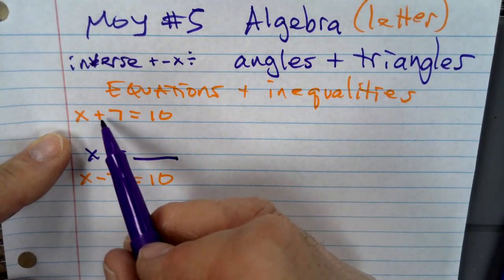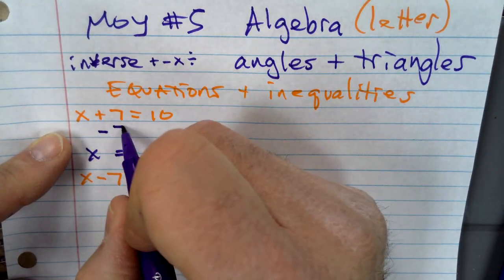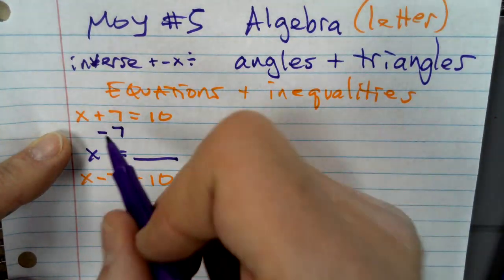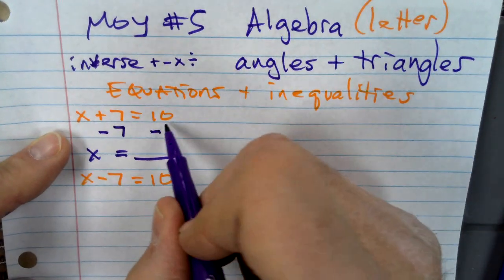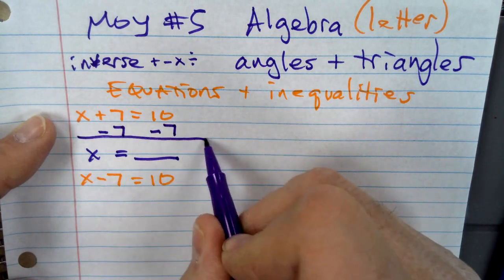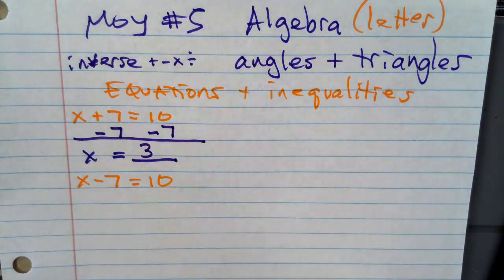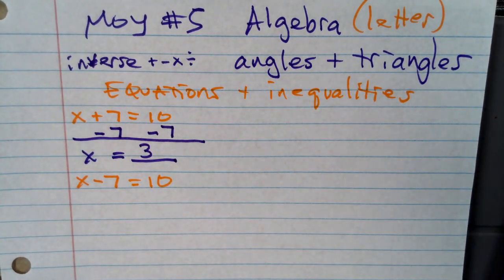Okay. So this is x plus 7. The opposite is minus 7. That's the inverse operation. Whatever you do to one side, you've got to do to the other side. So 10 minus 7 is 3. I know you can do that in your head, but the algebra is going to get tricky and more complicated. You need to show your baby steps.